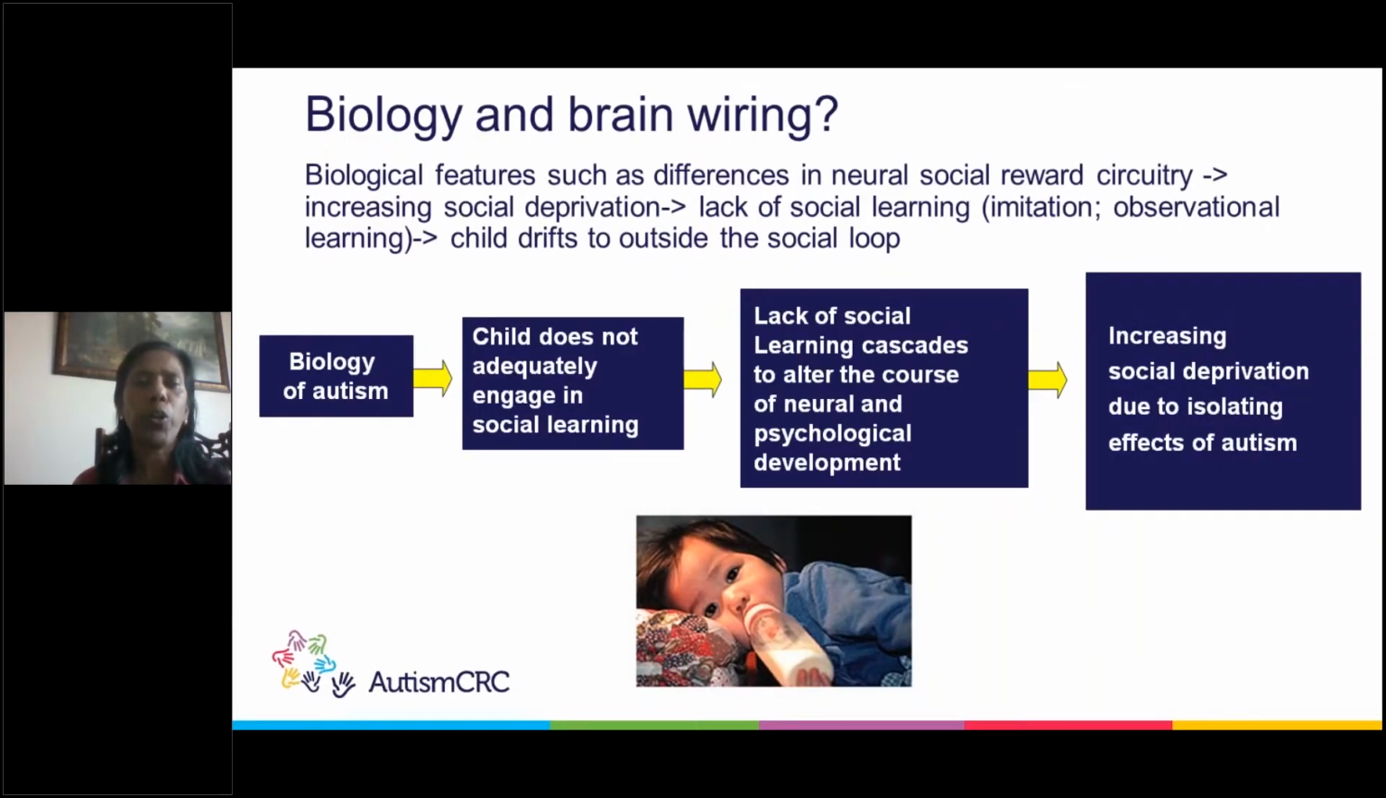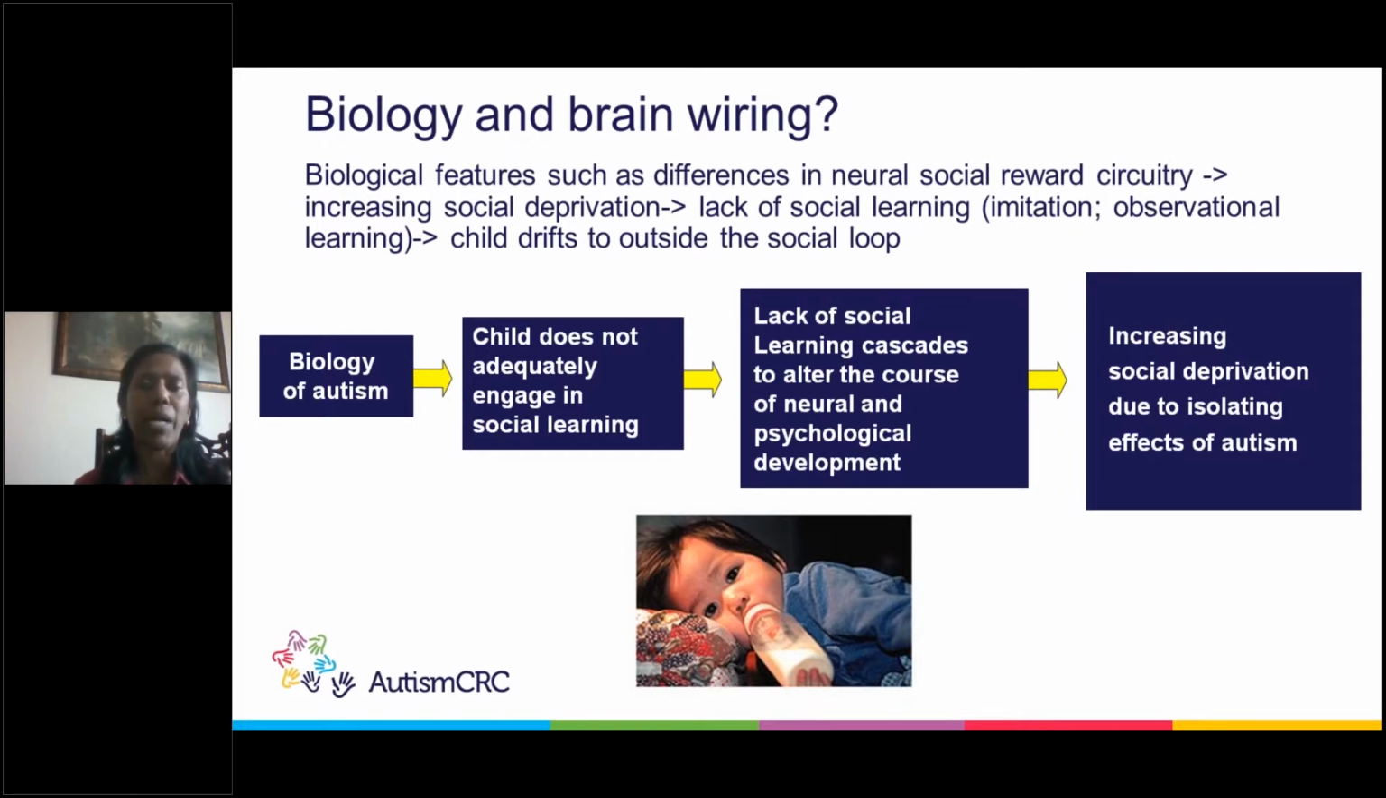And we all know that the biology of autism, or the way the brain is wired, might be in such a way that children are not interested in socially rewarding interactions, or in playing with other people, or interacting with other people. So usually what happens when your biology or your brain wiring is such that you are not interested in these things, children normally would get left out of the social milieu or the social loop.